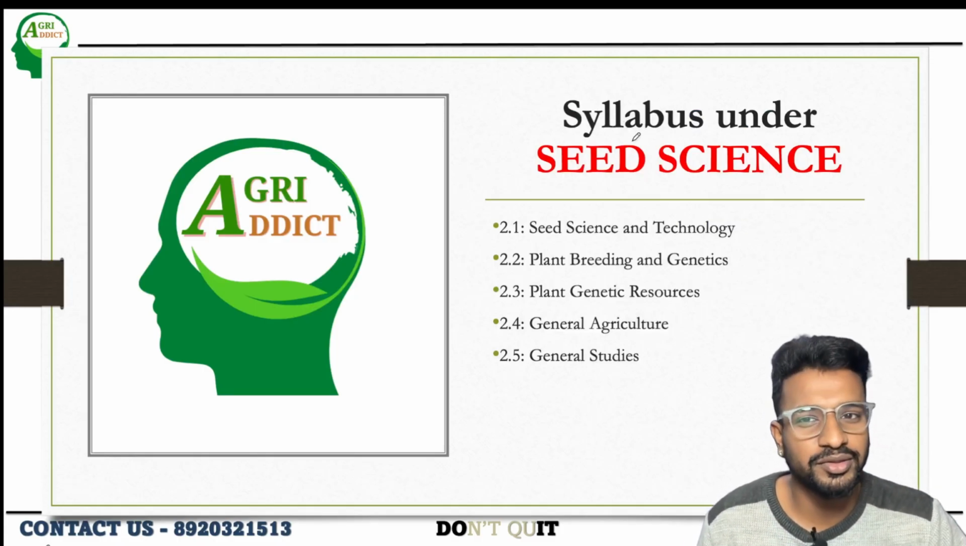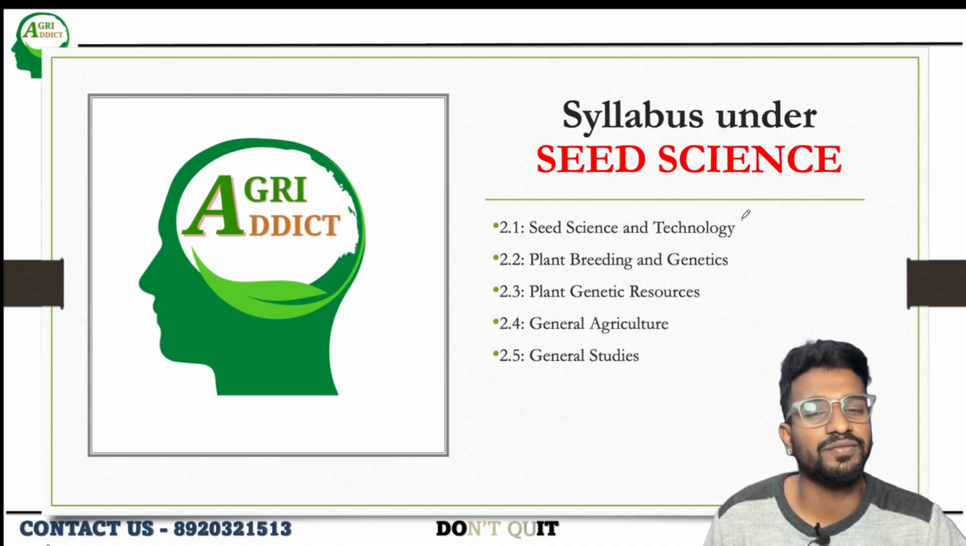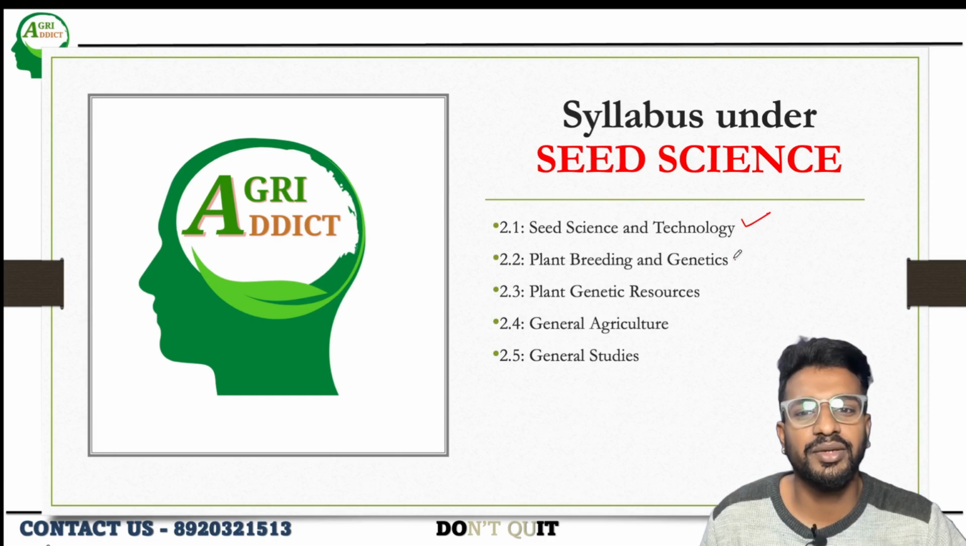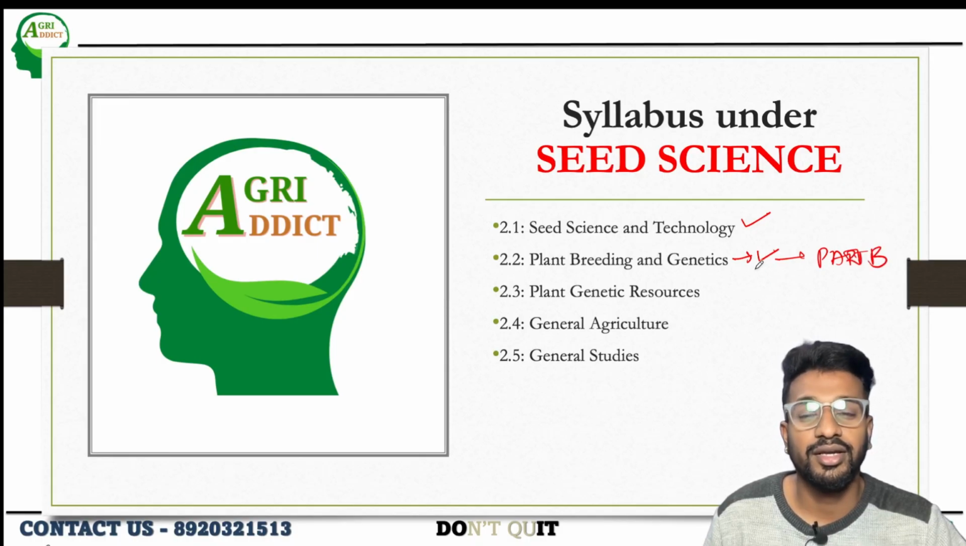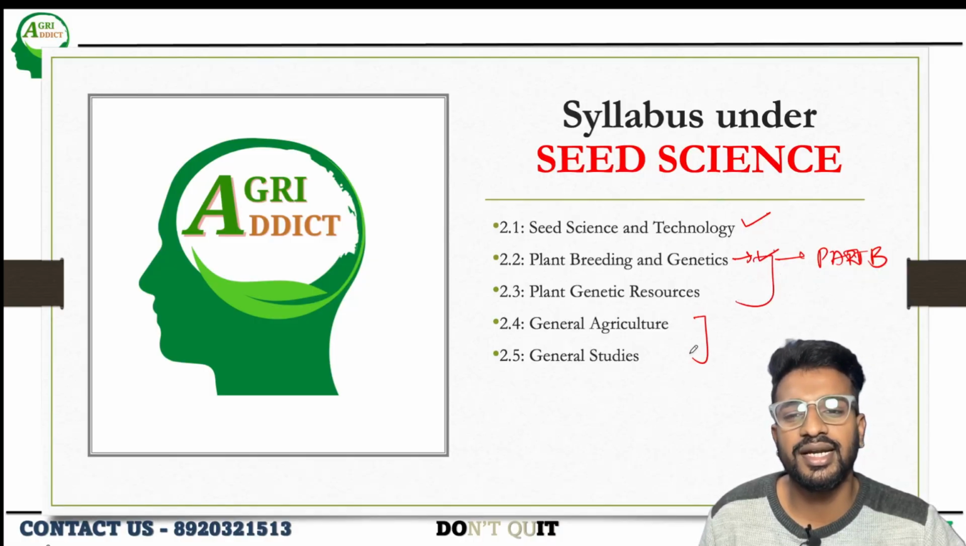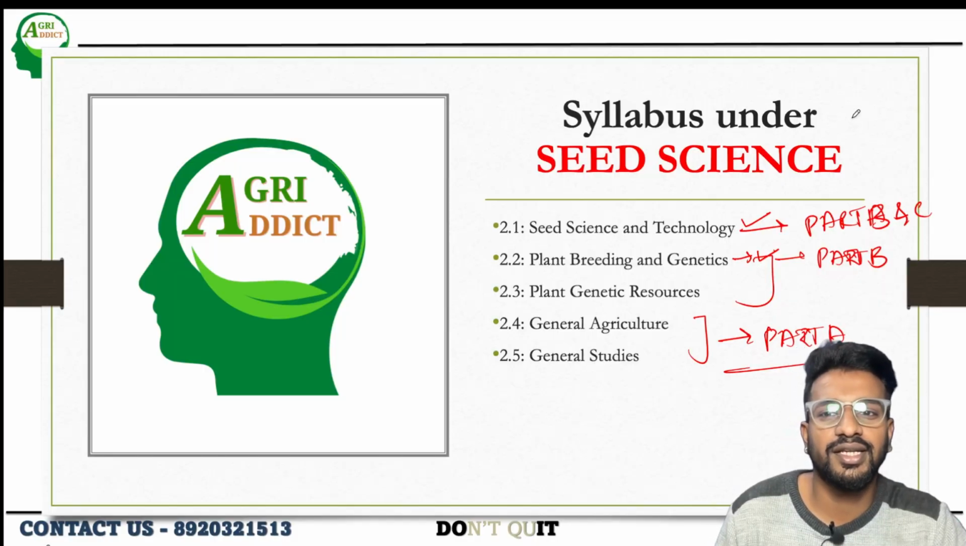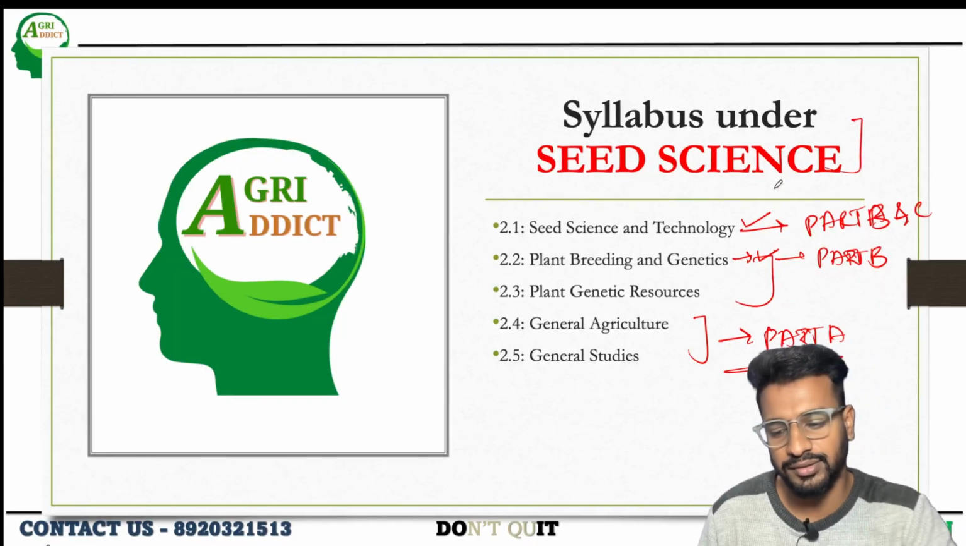Now talking about the syllabus. What is the syllabus for seed science and technology? The syllabus includes the major subject, which is seed science. Secondly, you have to also read genetics and plant breeding for part B. In order to answer the questions of part B, you have to read genetics and plant breeding, and also plant genetic resources, general agriculture and general studies to answer the questions of part A, and seed science and technology to answer the questions of both part B and C. So this is the syllabus for seed science and technology.